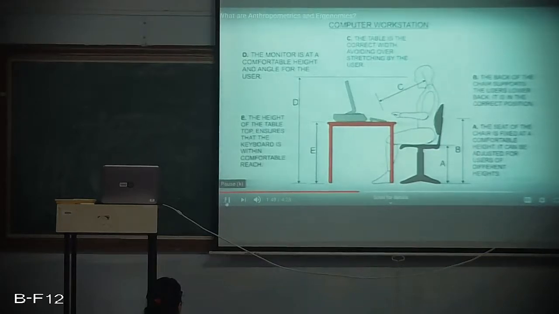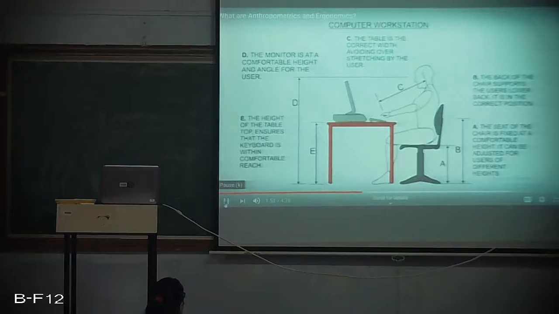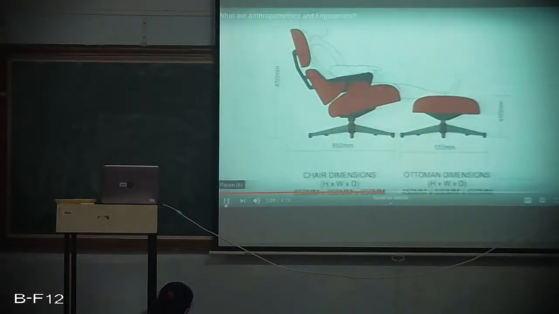The same system of collecting measurements and applying them to a product is seen with the office table. It is the correct width, which means the user does not need to stretch. Also, the monitor has been designed using data or measurements, so that it is at the right, comfortable height for the user. This is another example of anthropometrics being applied to a product.